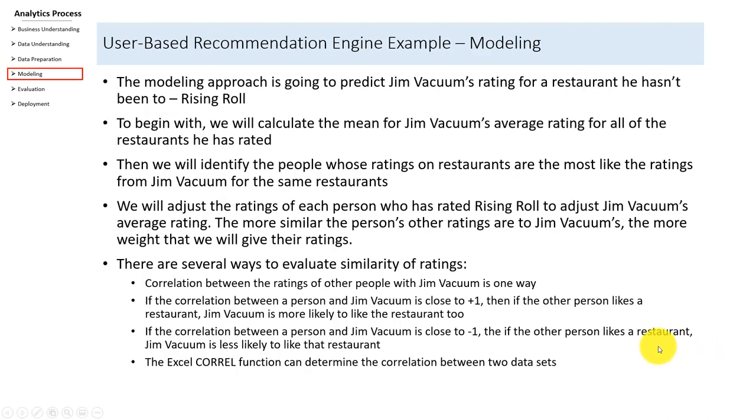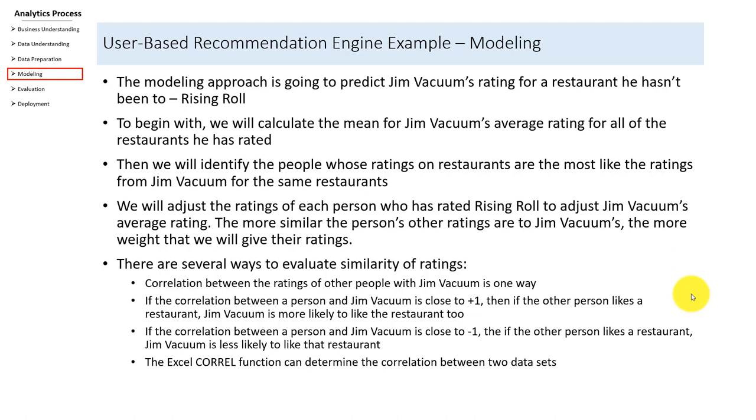So the modeling approach is that we're going to try to predict my rating, Jim Vacuum's rating, for a restaurant that I haven't been to, which is Rising Roll, over in Havner. To begin with, we're going to calculate the mean, or my average rating, for all the restaurants that I've rated. And then we'll try to identify the people whose ratings are most like my ratings for the same restaurants. Then we'll adjust the ratings of each person who's rated Rising Roll to adjust Jim Hoover's average rating for that restaurant.